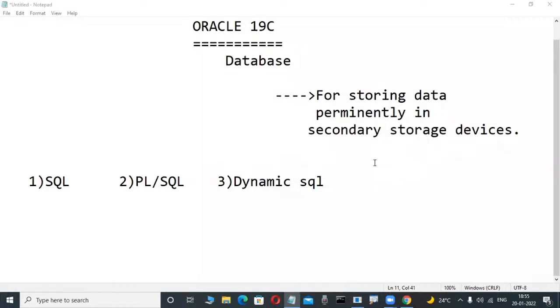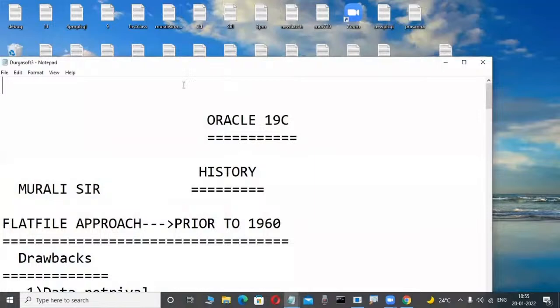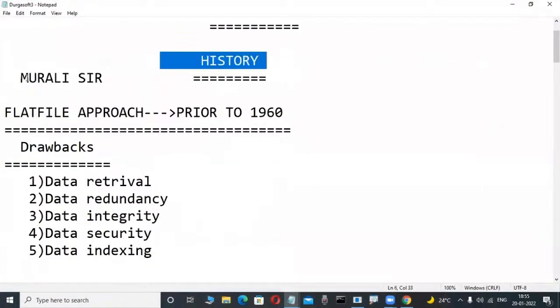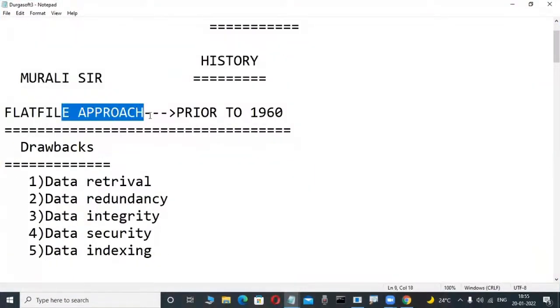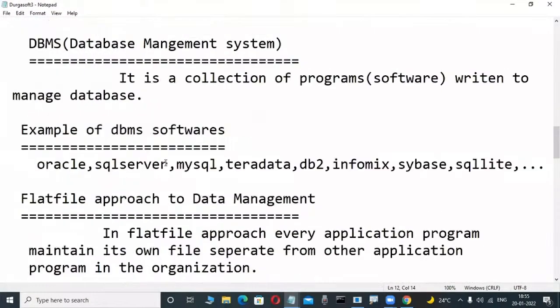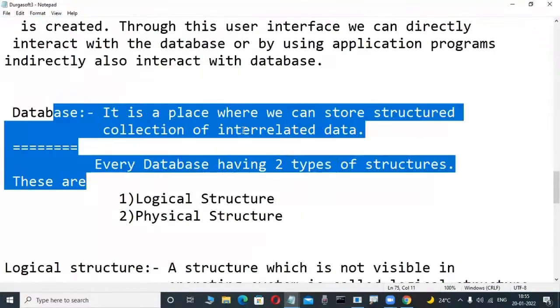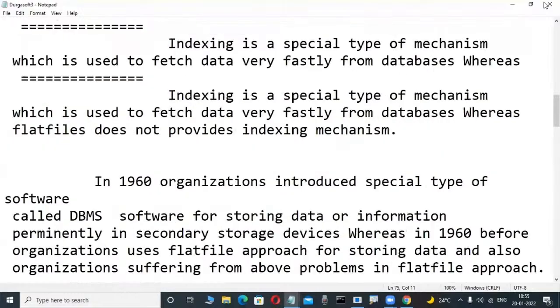In this course, we are covering SQL, PLSQL, and dynamic SQL along with this. One of these days, we will also tell the history. In the olden days, the flat file approach was there, and we will learn its drawbacks in the middle of the course. Then what is a database? What are the differences between DBMS and RDBMS? We are learning all these things one of these days.